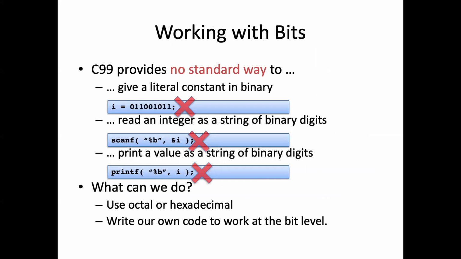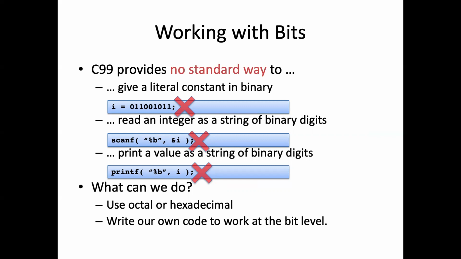Now, the standard library, at least until more recent versions of C, in C99, there was no standard way of working with bits, or at least of specifying numbers in binary. That's why we bothered to learn things like octal and hexadecimal. Even though newer standards of the language do let you work directly with binary numbers, like I'm showing here on the slides, in C99 you couldn't say, I want i to have this sequence of bits in it, or I want to read from the user a number that they're going to type in as ones and zeros, or I want to print out a number as ones and zeros.